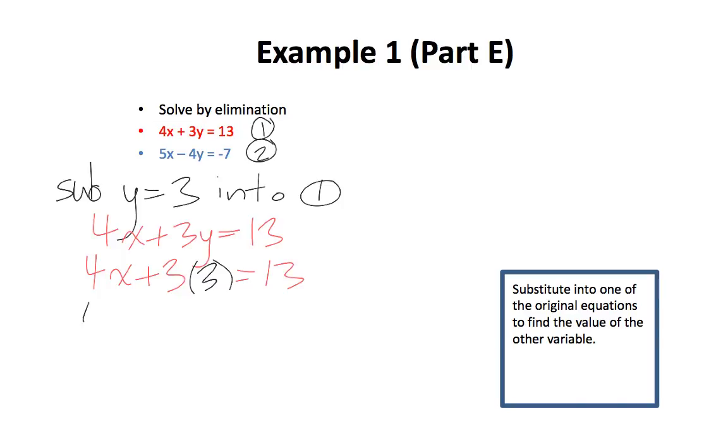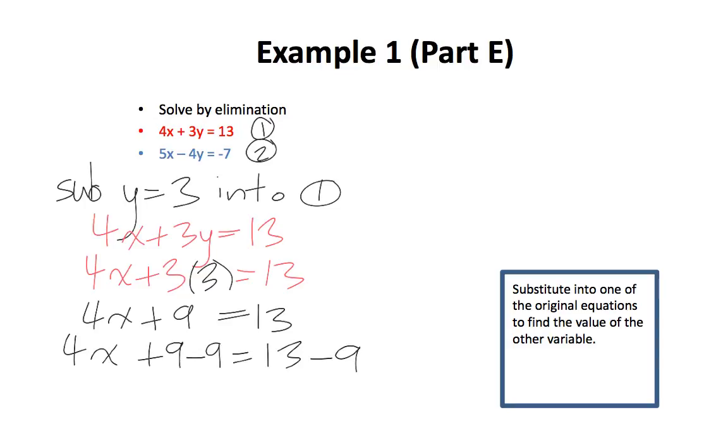Simplify some of these numbers. The 4x stays the same. 3 times 3 is 9. Remember that we want to isolate x, but x is stuck with a multiply by 4 and a plus 9. So we need to get rid of these. I'm going to get rid of the plus 9 by subtracting 9 from both sides of the equation. So positive 9 subtract 9 cancels out, which leaves me with just 4x, and 13 subtract 9 is just 4.